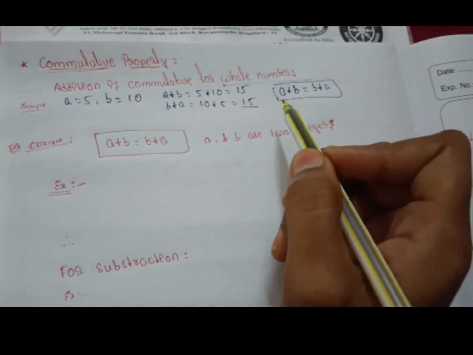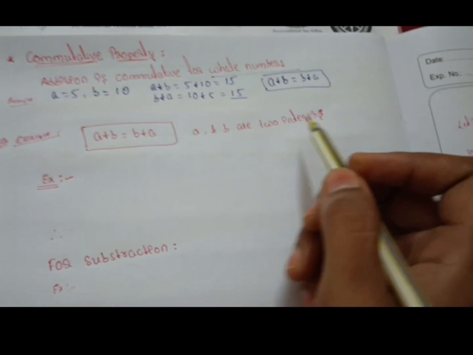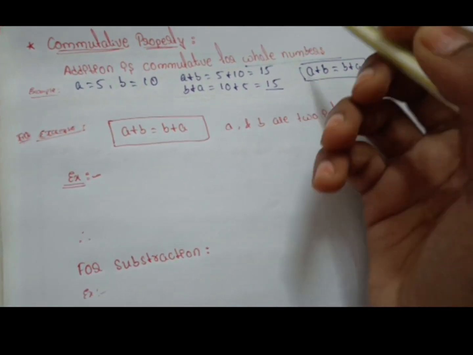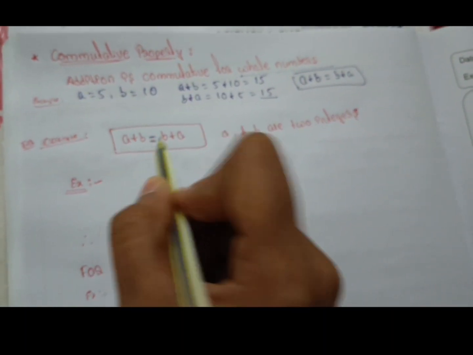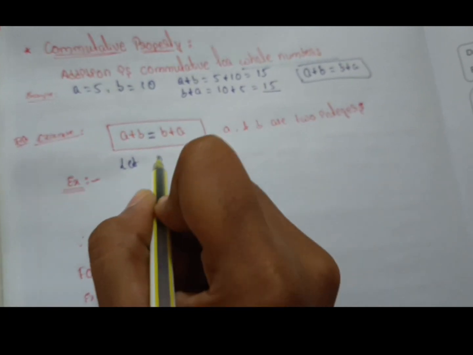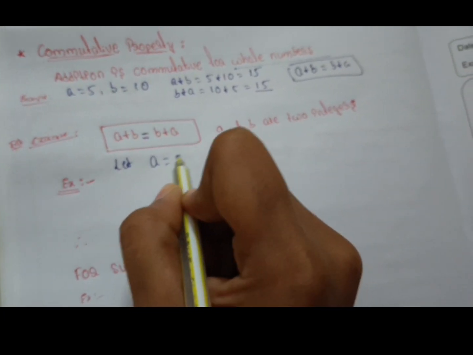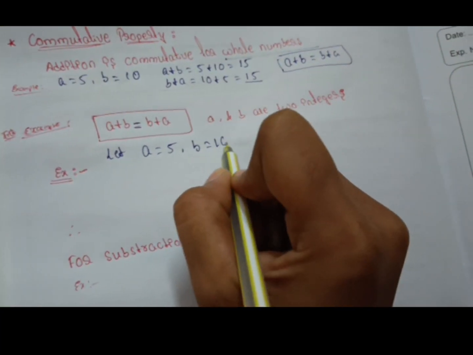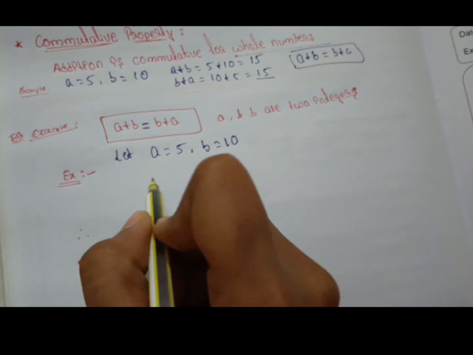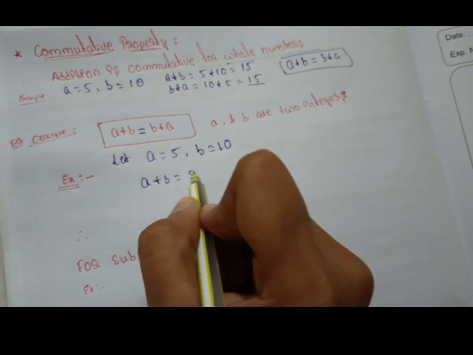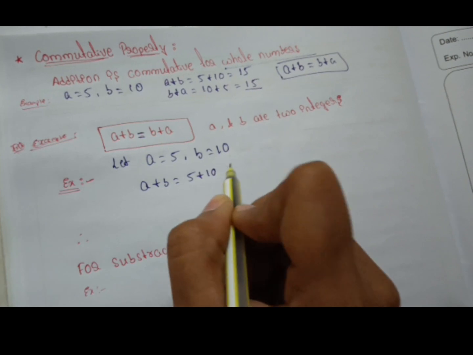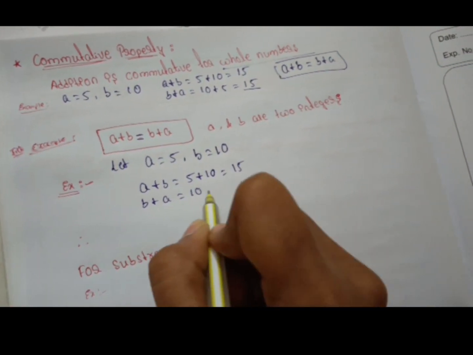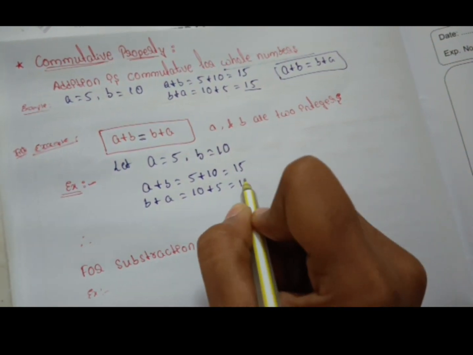So let's check this property for integers. In general, a and b are two integers. We'll check whether it is equal or not. So take an example. Let a is equal to 5, b is equal to 10. Okay, a plus b is equal to 5 plus 10, 15. B plus a is equal to 10 plus 5 is also 15.